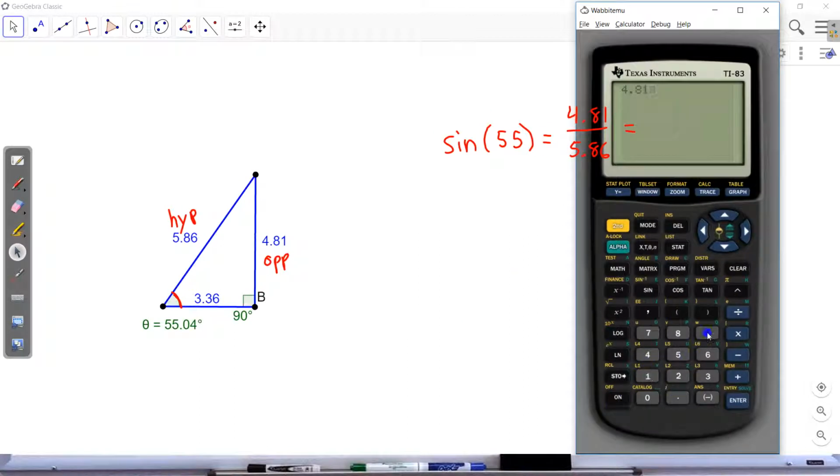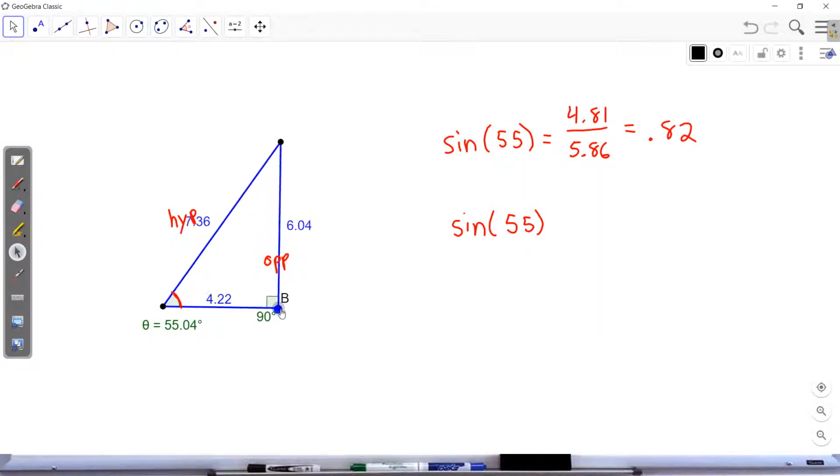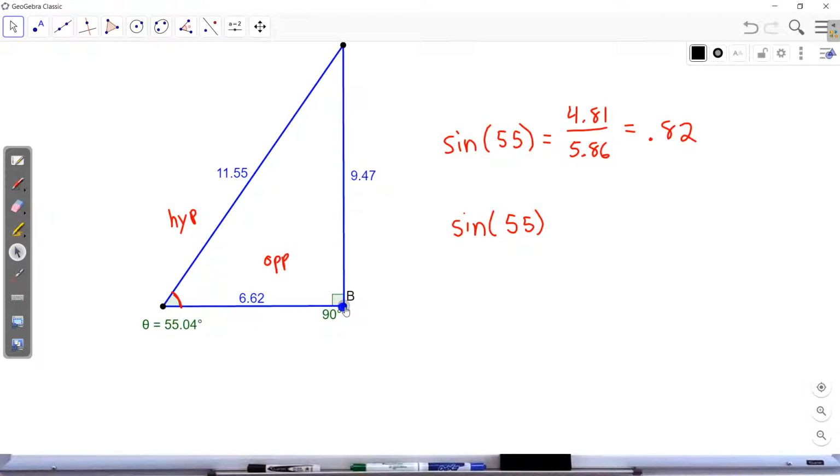And so if we do that division there, 4.81 divided by 5.86, we get 0.82 approximately. So now I'm going to do it again, but I'm going to do a different triangle, but it's still going to be 55 degrees for that angle. So here I'm going to change this triangle, get much, much bigger. But you can see we still have the 55-degree angle. We're still a 90-degree right triangle, but all the sides are different.